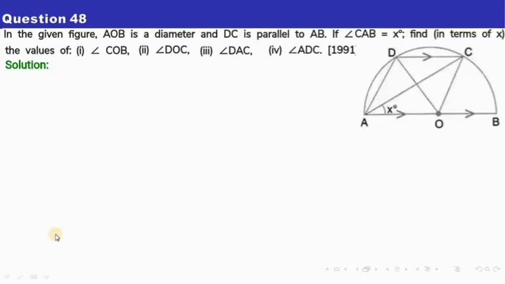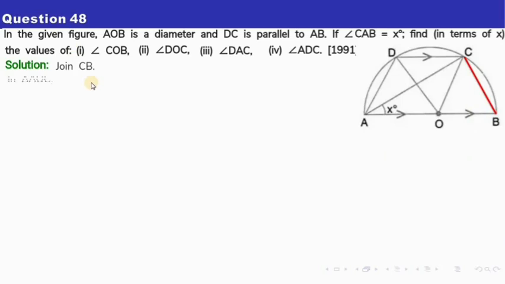Okay, now let's have a look at this question. So the question says, in the given figure, AOB is the diameter, DC is parallel to AB. So all these things have been already shown here, and it is given that CAB is x degrees. So we need to find these angles, and my answer should come in terms of x. Okay, so let's begin with the sum. So before we begin, let me join C and B here. Right, so we have written join CB.